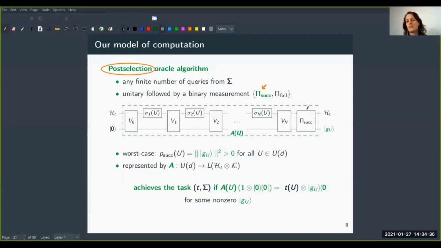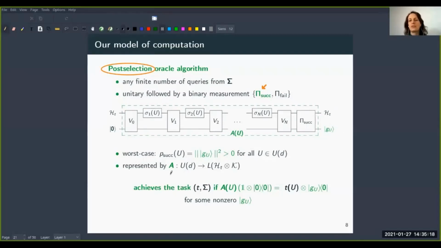And without loss of generality, we can represent this by just inserting a projection onto the success into the circuit. And note that then the output doesn't have to be normalized. We will absorb this factor into the ancilla so that the task output remains normalized. Then the probability of success is equal to the norm squared of the ancilla output. And I impose that this is non-zero for all unitaries. This is consistent with the definition of post-selection, and it makes sure that our model is worst case.